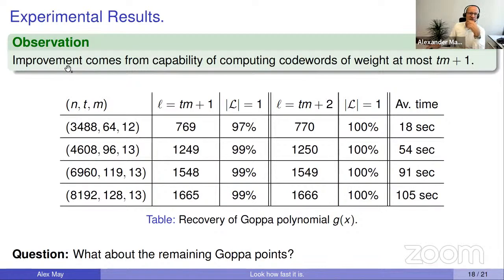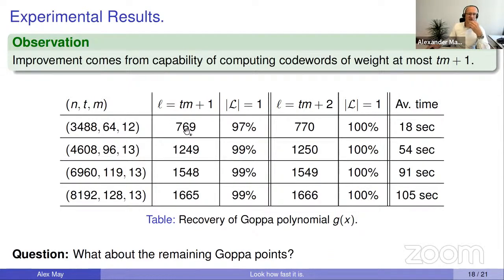Before I come to this experiment, let me give you the observation. The improvement from our new result is really from our capability of computing code words of small weight. Since we had small weight, we can concentrate on the positions where we have some weight, the support of this code word, and the weight was at most tm plus 1. So we could really improve. Here in this table, I give you all McEliece instances for the parameter sets that were suggested for standardization. This is the smallest parameter set, this is the largest parameter set. This is the codimension of the code plus 1.